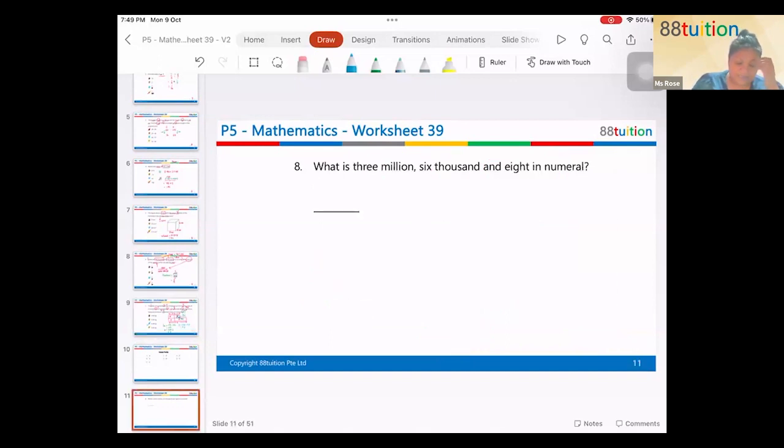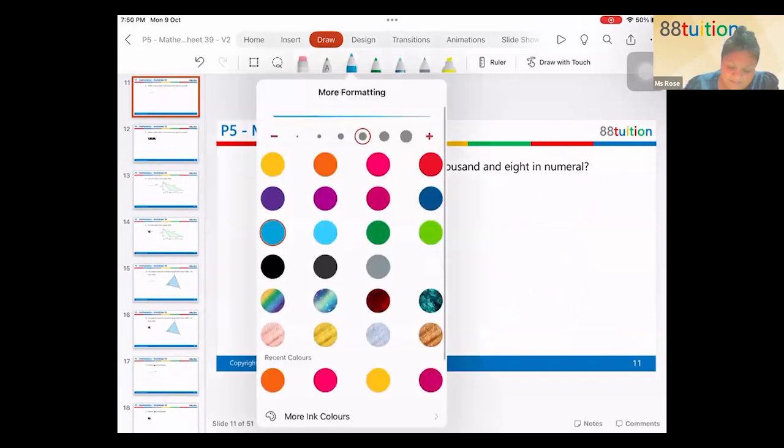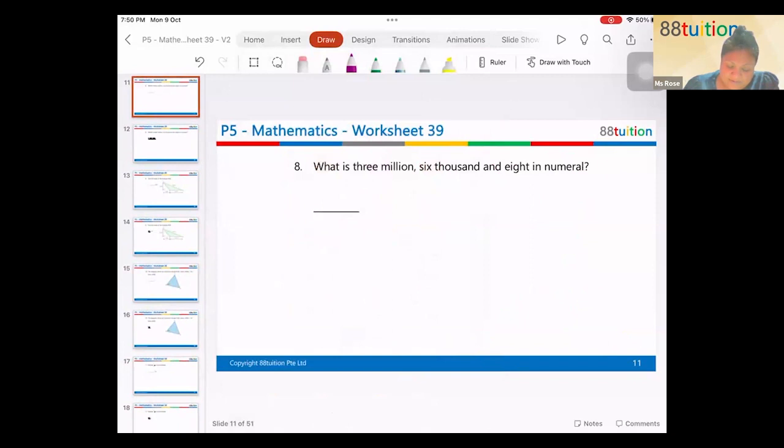Now, question 8. Not sure whether you can all see my answers. I think you all can see my answers, right? Is it? Okay, now. Question 8. Can someone give me your answers for this question? Anyone? What's your answer to this question?